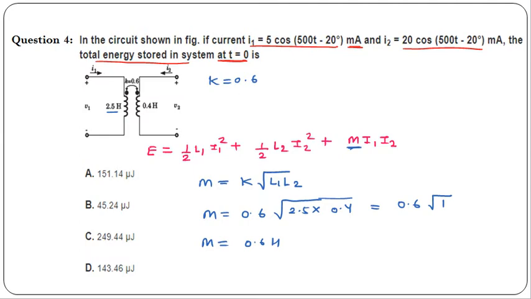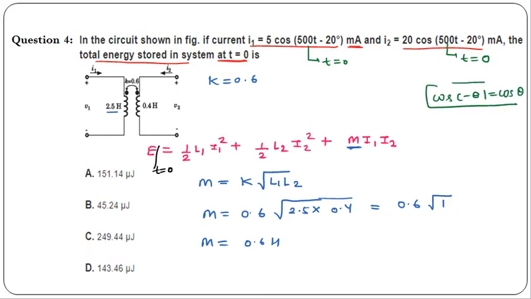So now we have to calculate the energy at t is equal to 0. So for that we will substitute t is equal to 0 in I1 and I2 expression. Okay, so if we put t is equal to 0, then I1 current will become 5 into cos of minus 20 degree milliampere, and cos of minus theta is equal to cos theta.